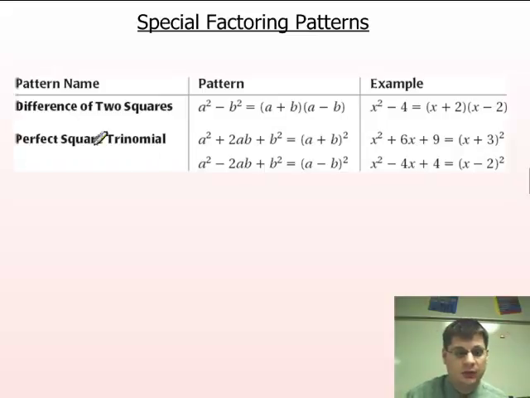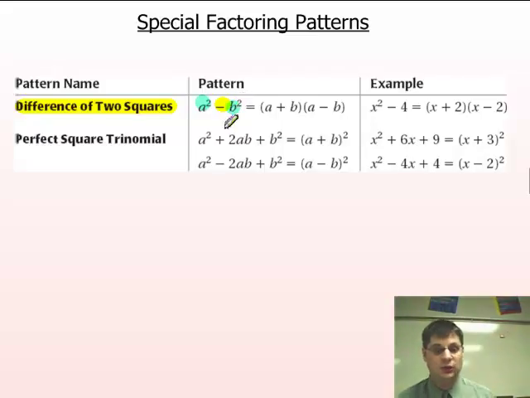And a difference of two squares is simply that: a difference, meaning subtraction, of two squares. So the first term is a square, and the second term is a square. So a squared and b squared. When you factor that, it's always going to be the same thing: a plus b times a minus b. It's always going to work out that way.